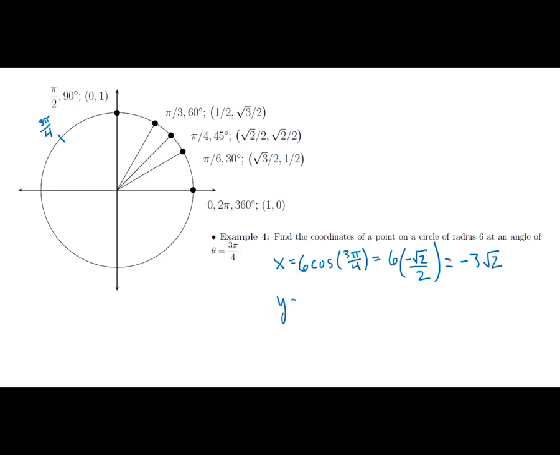And then for my y value, take the radius times the sine of 3 pi over 4. But I can see that the y values for 3 pi over 4 and for pi over 4 are exactly the same. So that'll be positive root 2 over 2, which will simplify to 3 root 2. So the coordinates of the point I'm interested in here are negative 3 root 2, 3 root 2.